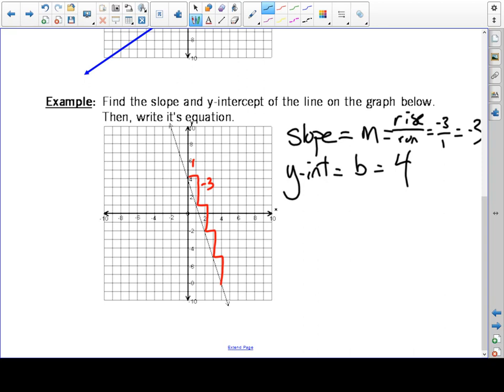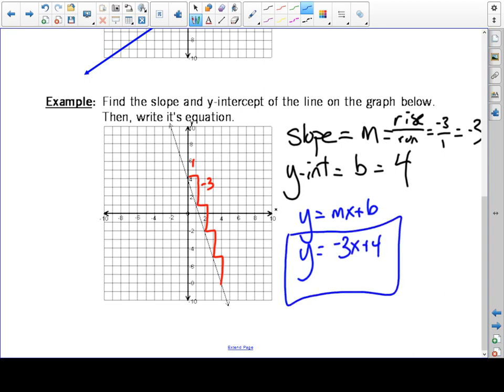Now, it says to write the equation. Well, the equation is y equals mx plus b. So that's y equals negative 3x plus 4. And that's it. Done. Okay? So you're just taking a picture of the graph, and you're looking at what's the y-intercept, what's the slope, and just working it out from there.